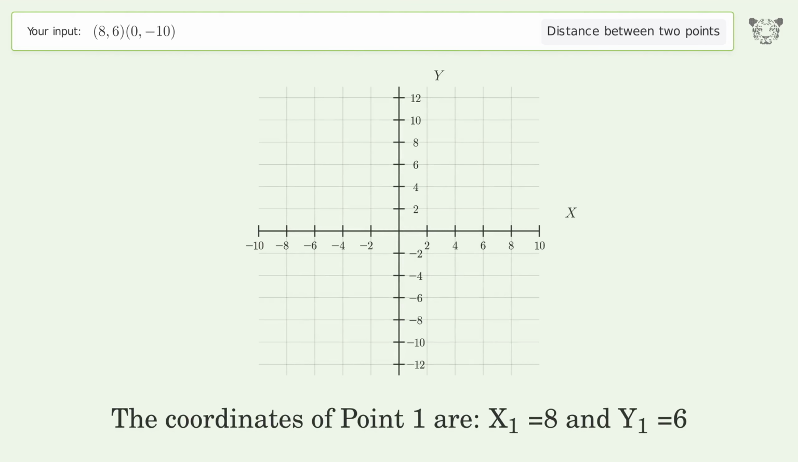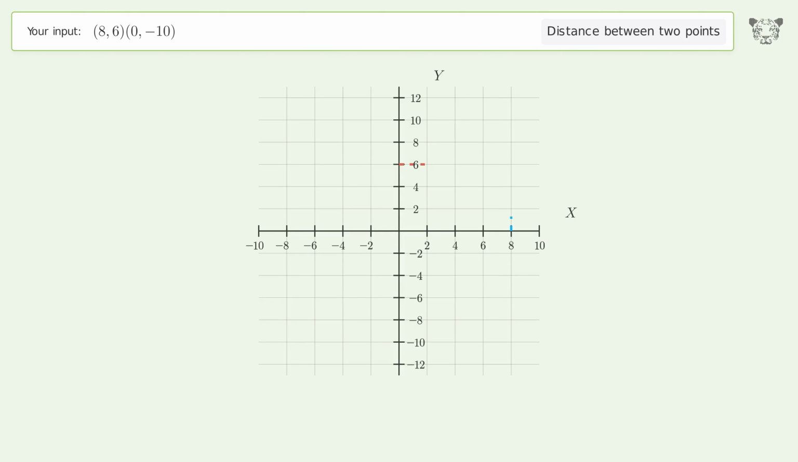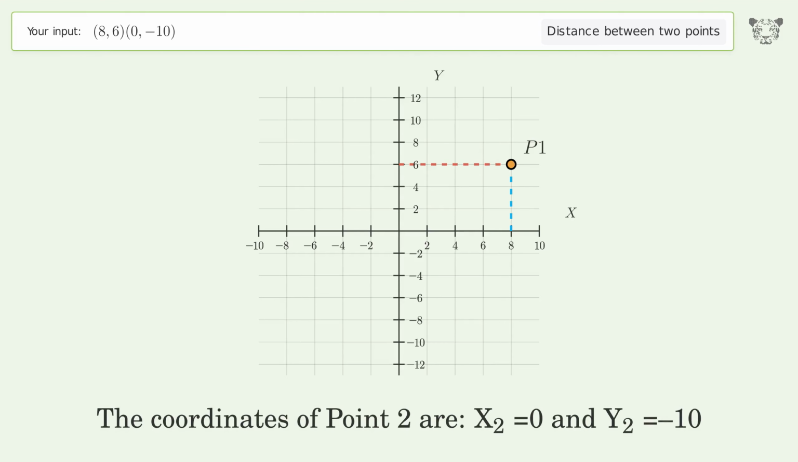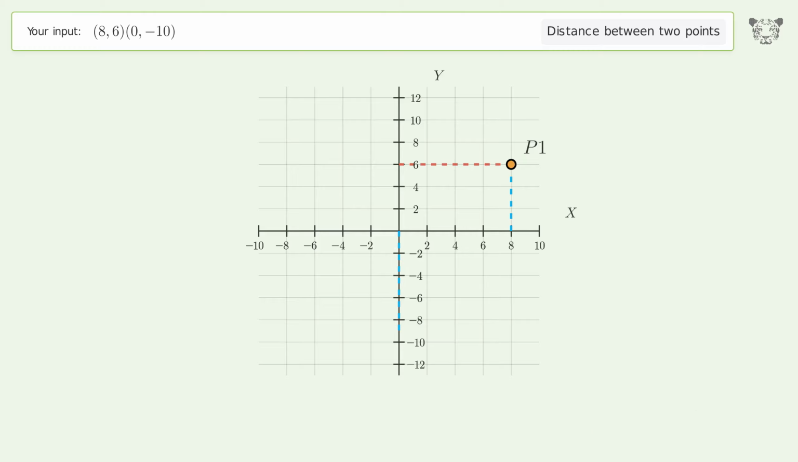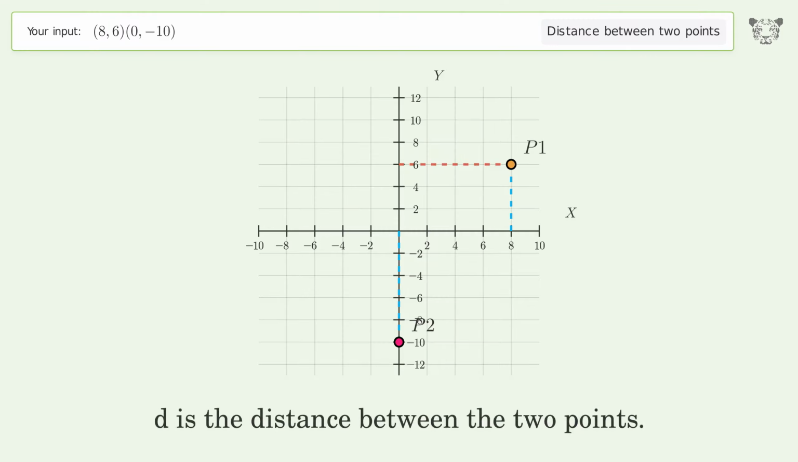The coordinates of point 1 are x1 equals 8 and y1 equals 6. The coordinates of point 2 are x2 equals 0 and y2 equals -10. D is the distance between the 2 points.